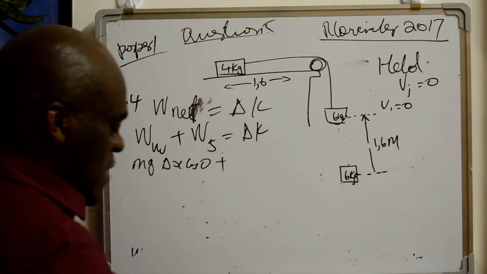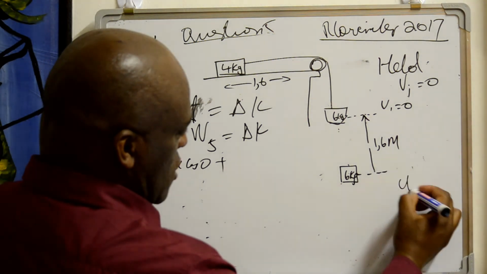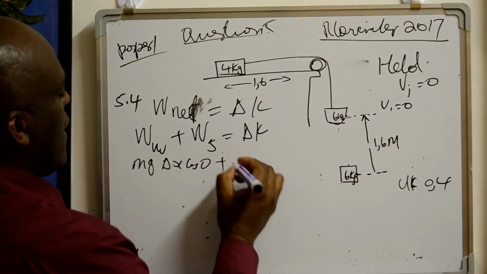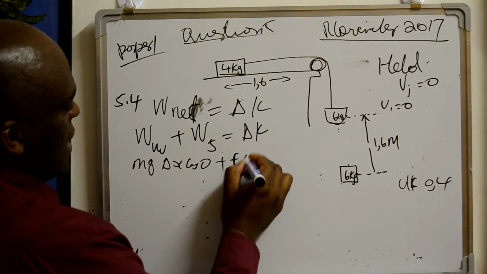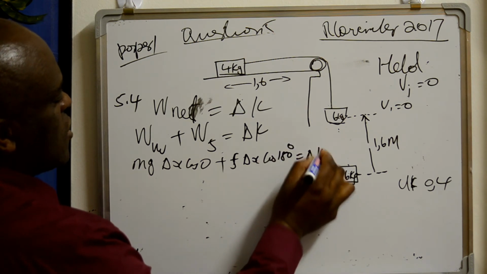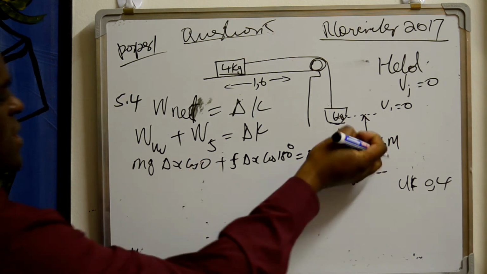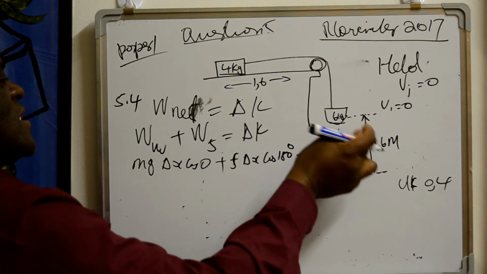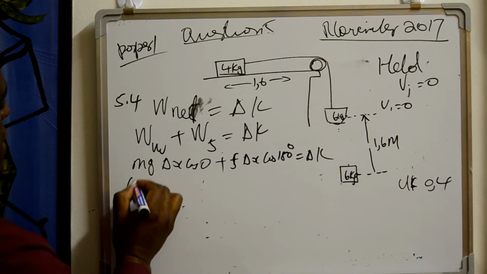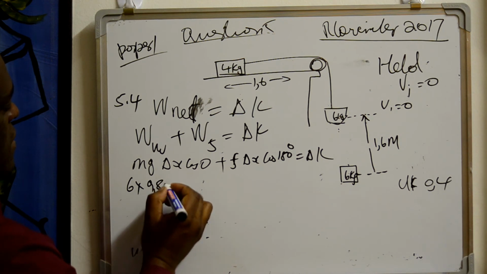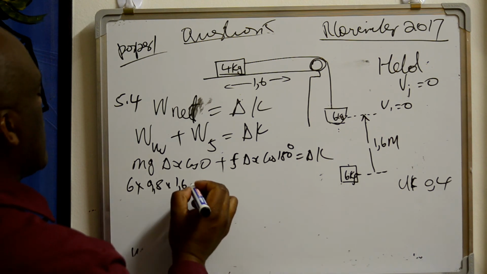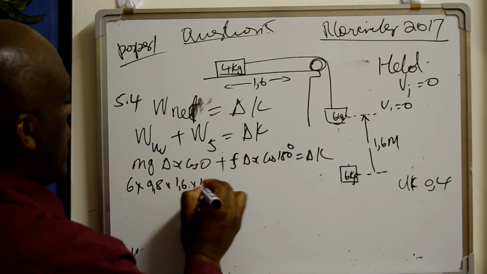Plus what is the work done by the friction? We are told that mu k is 0,4. The work done by the friction is F delta x cos 180 degrees. Friction is acting in the opposite direction, which is 180 degrees. What is my mass? This is 6 times g, 9,8, times delta x, 1,6, cos 0. Cos 0 is 1.